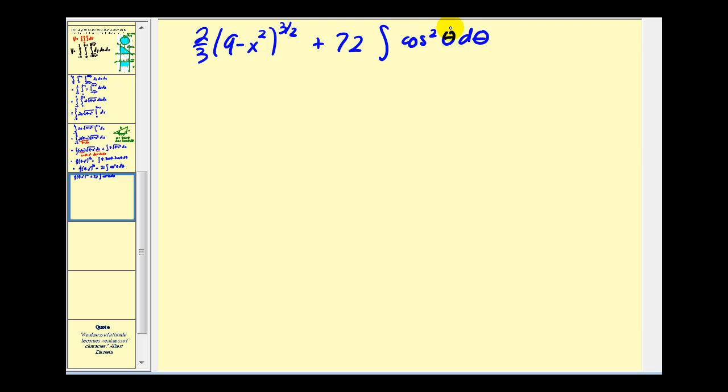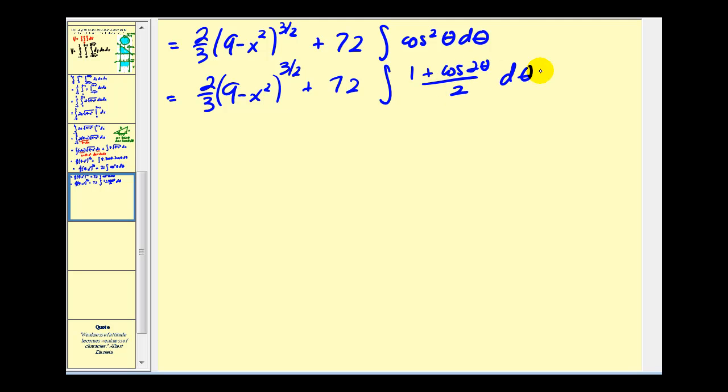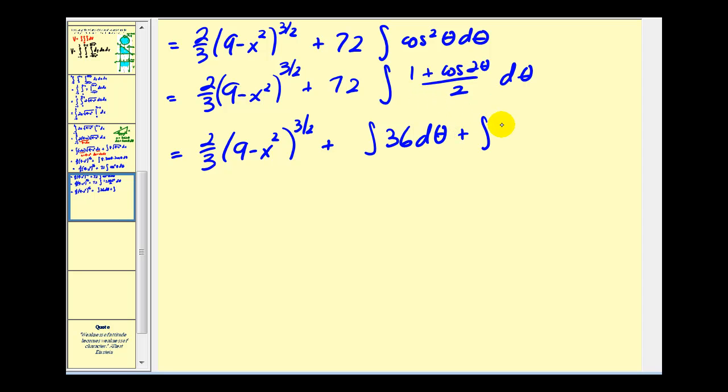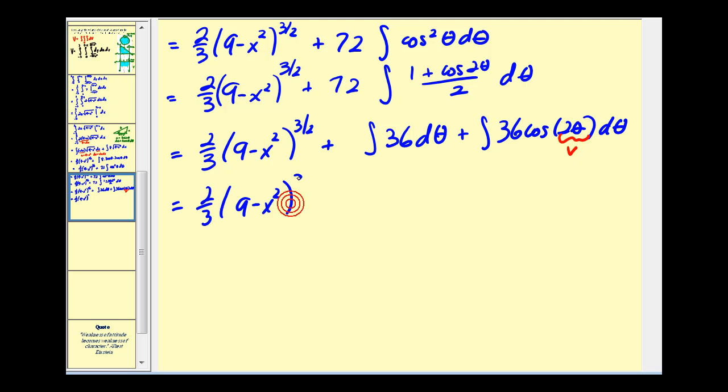Let's go ahead and apply the power reducing formula here for cosine squared theta. It's going to give us 1 plus cosine 2 theta divided by 2. Let's go ahead and simplify this. This will give us the integral of 36 d theta plus the integral of 36 cosine 2 theta d theta. And now we can integrate this with respect to theta, but this is going to require another u substitution. Let's just call it v.